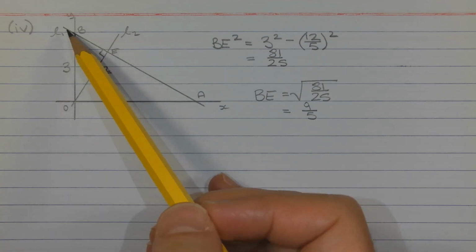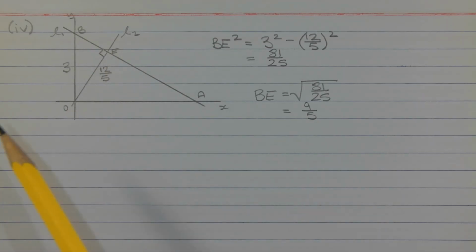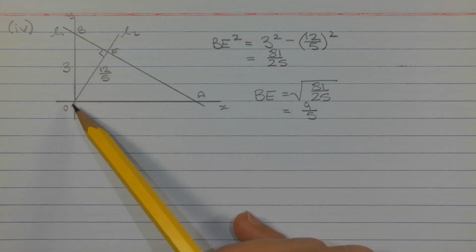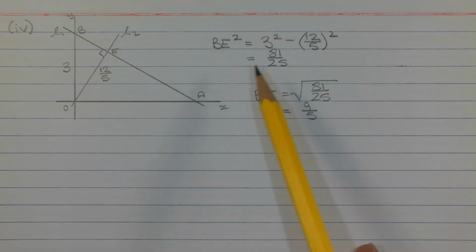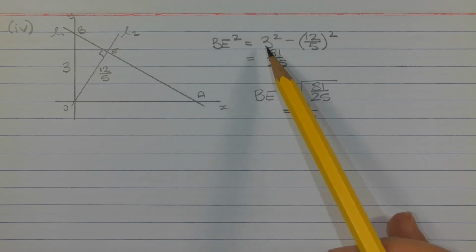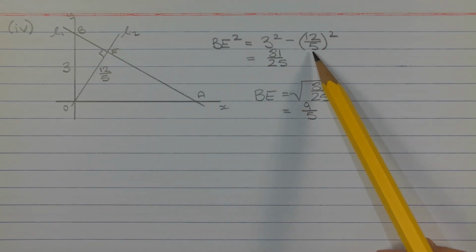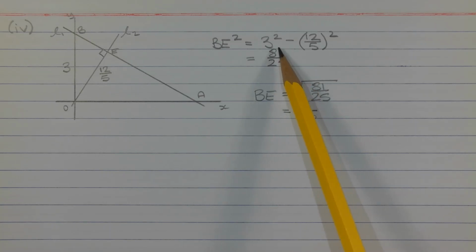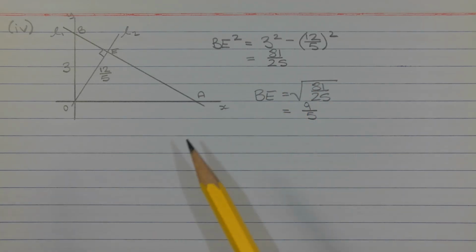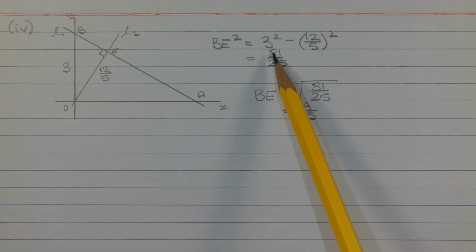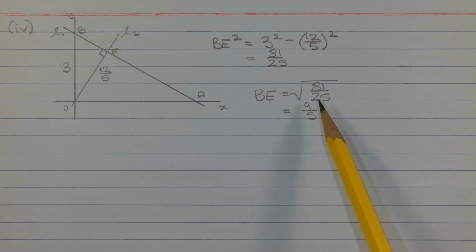So to find EB, which is the other short side, knowing the hypotenuse and the short side OE, using Pythagoras' theorem, we have BE squared is equal to 3 squared minus 12 over 5 squared, which equals 81 over 25. So to find BE, we take the square root of 81 over 25 and we get 9 over 5.